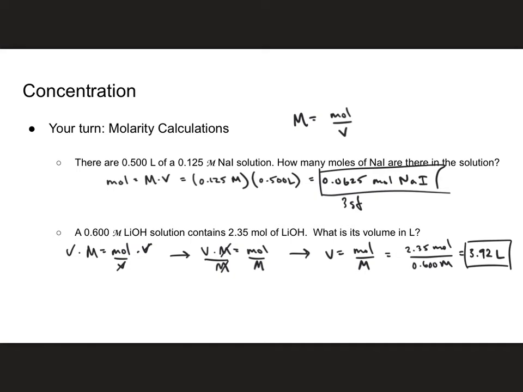Alternatively, hopefully you're at a point in your algebra career now where you can look at this and go, okay, well, if V is on the bottom here, V needs to be by itself up here, and molarity, since it's on the top on the left side, needs to be on the bottom on the right side. So that's all we did right there. Hopefully you're quick enough now at this that you can do that without having to think about it. And then it just becomes a simple plug it into your calculator. Number of moles, 2.35 on the top. On the bottom, 0.600 is the molarity. And we get 3.92 liters, again to three significant figures.